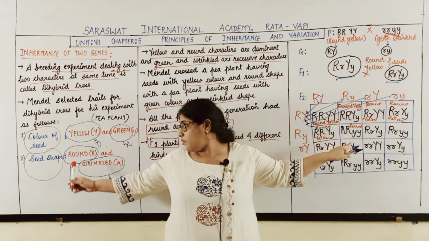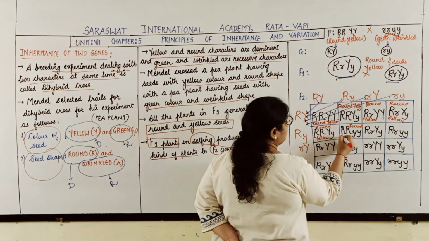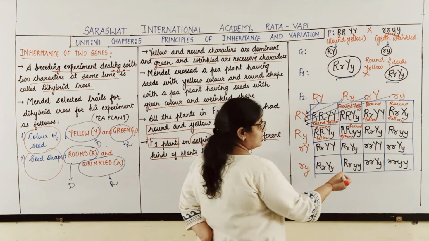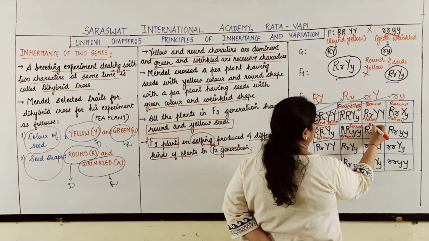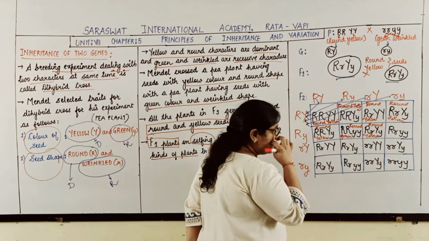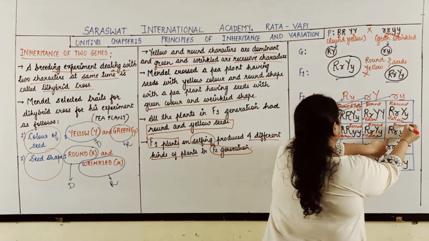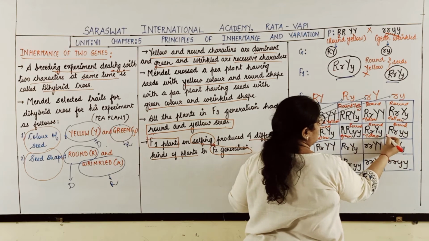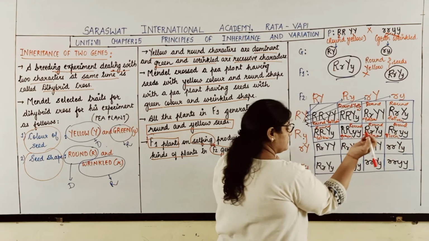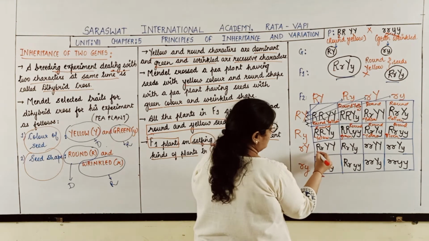And both are small y. That means which colored seeds it will be? It will be green colored seeds. Similarly, here we get round and yellow. Here what will you obtain? Capital R, small r. It means round. Small y, it means which color? Green color.